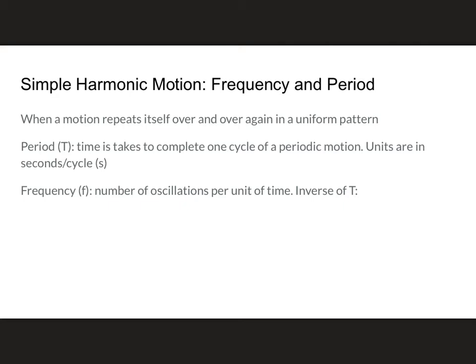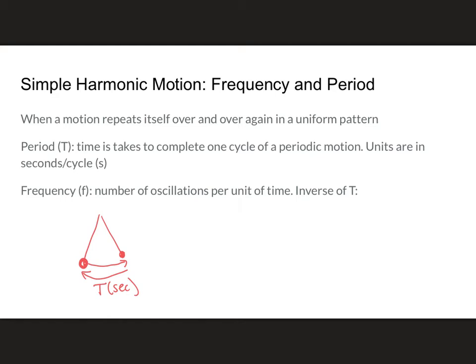This unit is focusing on simple harmonic motion, and we're going to start talking about frequency and period. When we talk about simple harmonic motion, we're simply talking about a motion that repeats itself over and over again in a uniform pattern. In some ways, this is similar to uniform circular motion or gravitation, which you learned earlier this year. First, we have our period, which is big T, and this is the time it takes to complete one cycle. So if we're thinking about a pendulum, it has to go back and forth to do one period, big T, and this is in seconds.